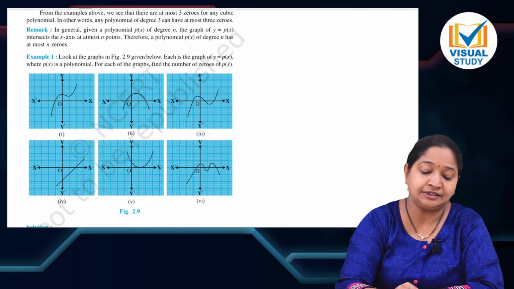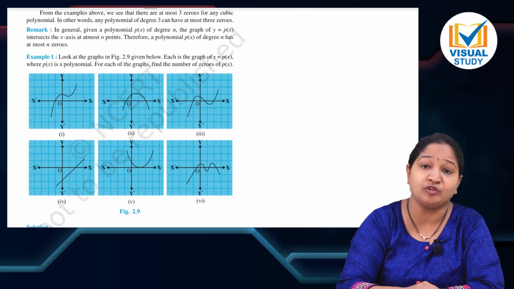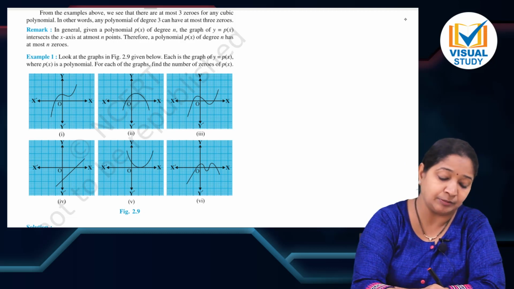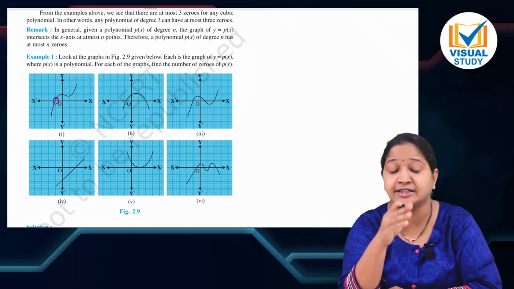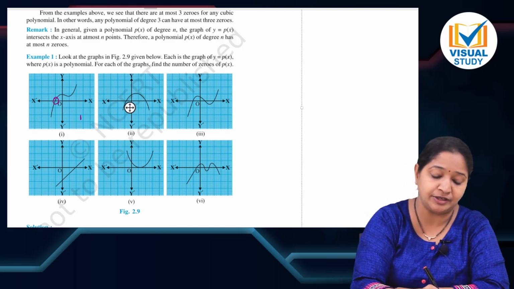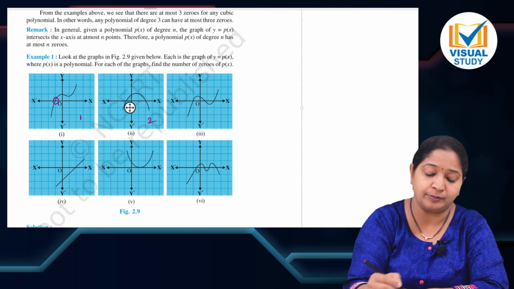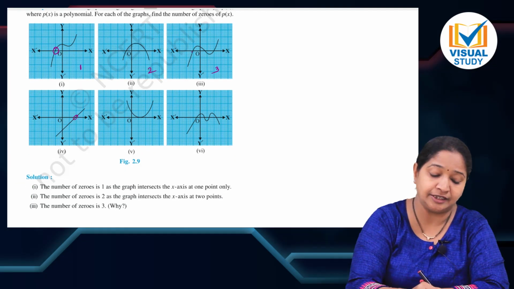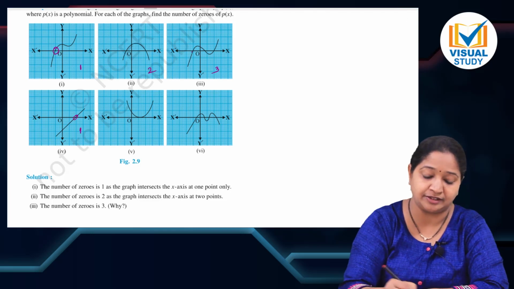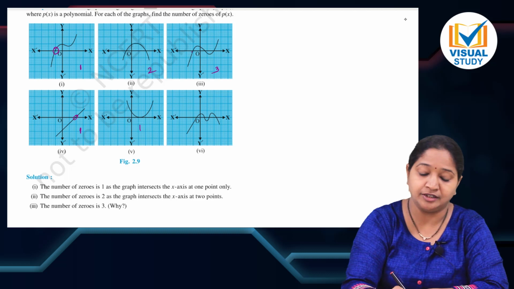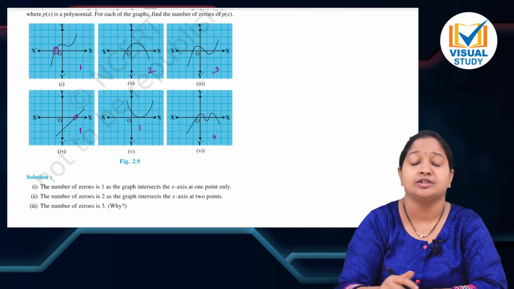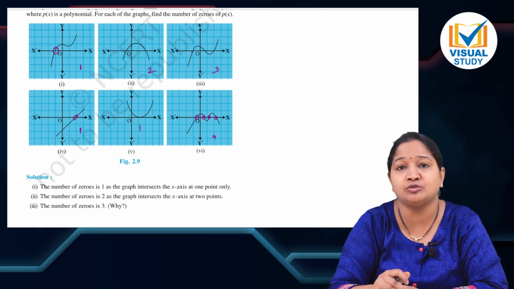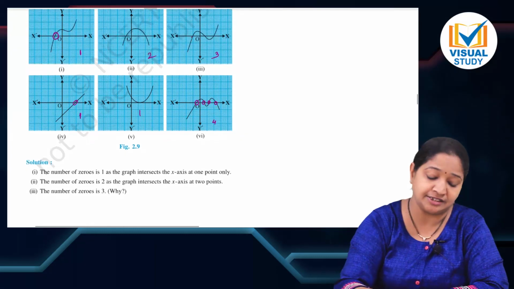Examples. Each is the graph of y equals p of x, where p of x is a polynomial. Find the number of zeros of p of x. Here it cuts the x-axis at 1 point, so the number of zeros will be 1. Here it is 2, so zeros will be 2. Here 1, 2 and 3, it will be 3. Here again it cuts the x-axis once. Here also 1. Here 1, 2, 3 and 4. So you just have to look where y equals something is given and where it cuts the x-axis.